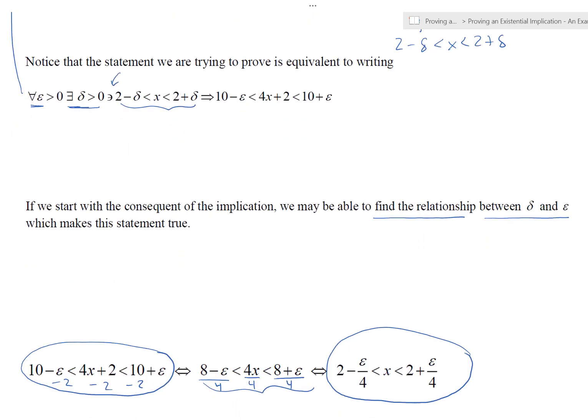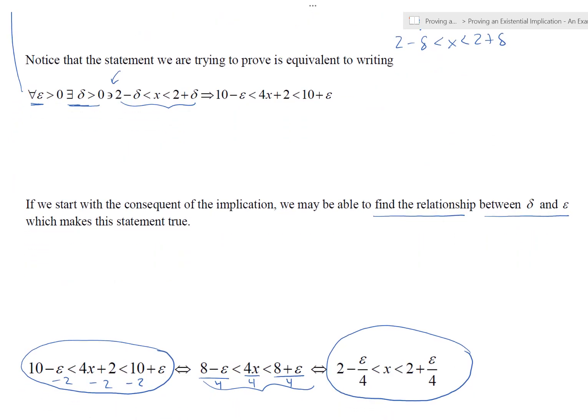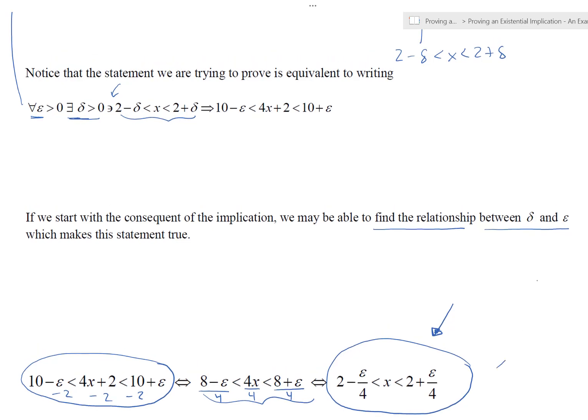And we just found down here that the right side of the implication we're trying to prove must be true given that, so this circle down here has to be true. Now look at the two statements. You see? They're equivalent in the sense that if we let delta be epsilon over 4, then the statement we're looking at down here at the bottom is literally equivalent to 2 minus delta less than x less than 2 plus delta.